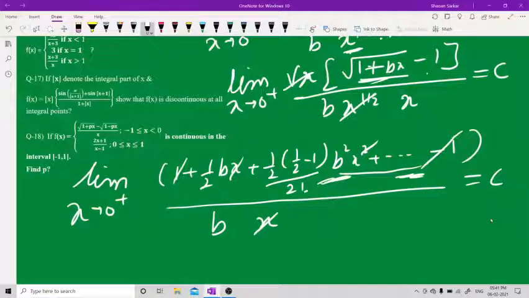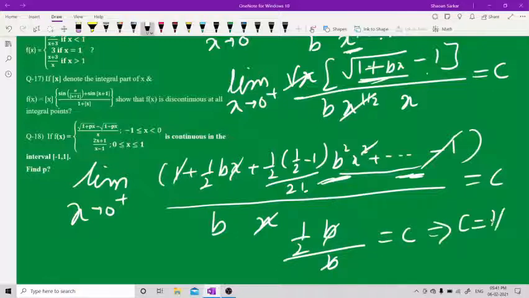And so you will get half b plus, upon b, is equal to c. Cancel these b's, you will get c equal to half. So the c value you have got as half.